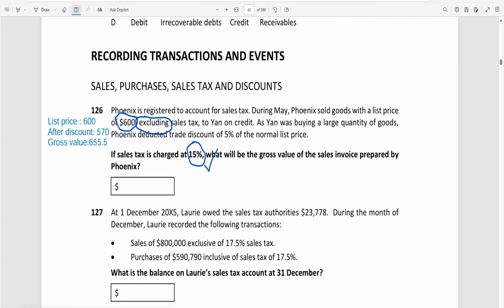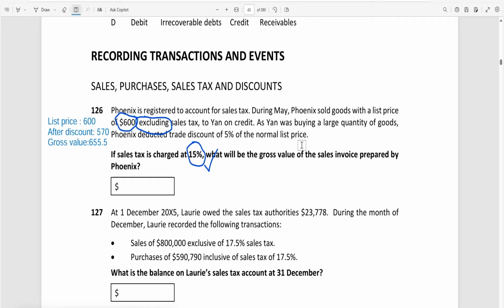So now why did I multiply by 1.15? Basically, whatever the price of the good is, we have to add 15% more. So what I thought is, in 100% we already have 100% of the amount, so we need to add 15%. That's why I multiplied the net price by 115%. So this will give you the gross value.